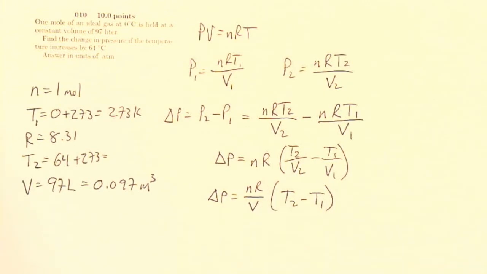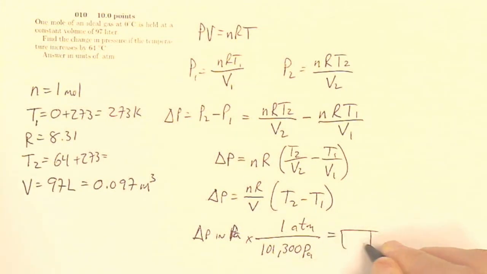I can go and solve for delta P. That'll give you your delta P, but in actual pascals. So once you get your delta P in pascals, you know that 101,300 pascals is the same as 1 atmosphere. So you take your answer and divide it by 101,300, and that's going to give you your answer in atmospheres.